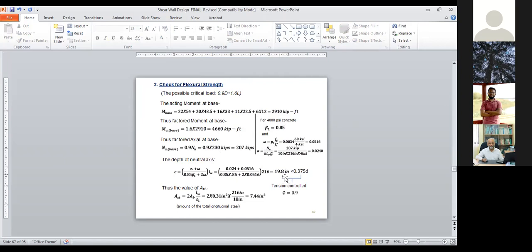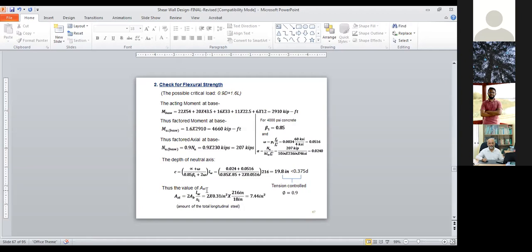So you will have 19.8 inches of the depth of the compression block, and your 0.375d, where d equals 0.8 of the length of the wall, is larger than that. So this is tension controlled, and you can use phi equal to 0.9. So that is the moment control, something like that.